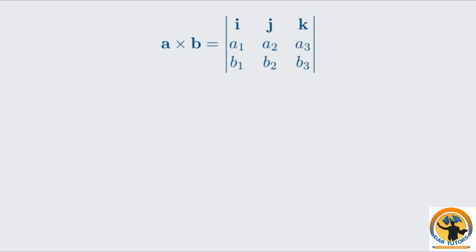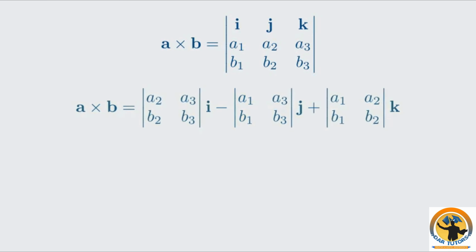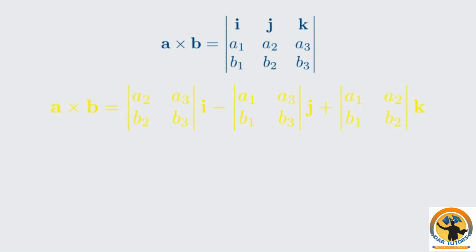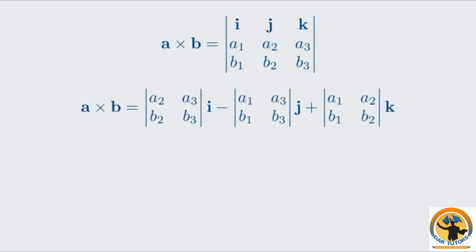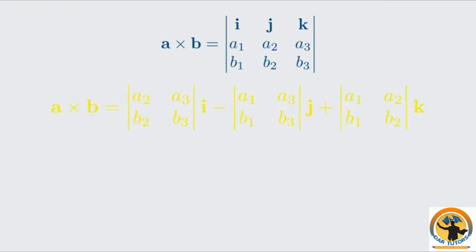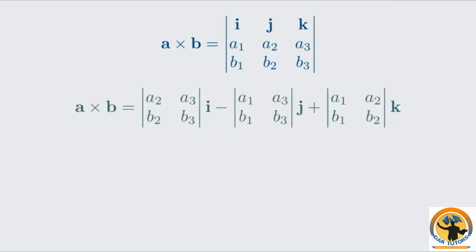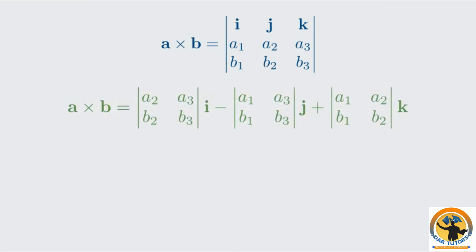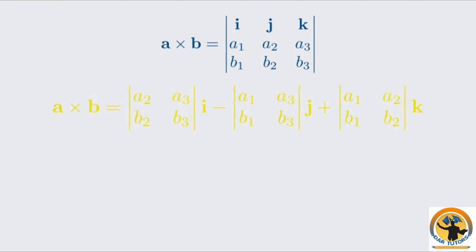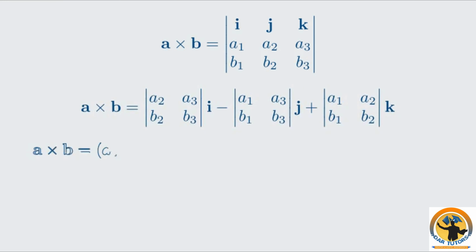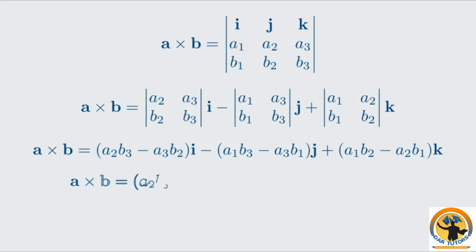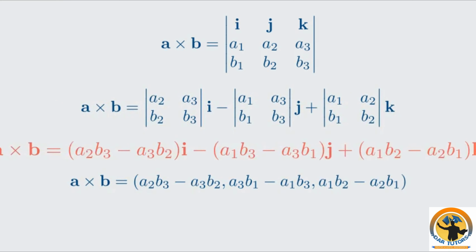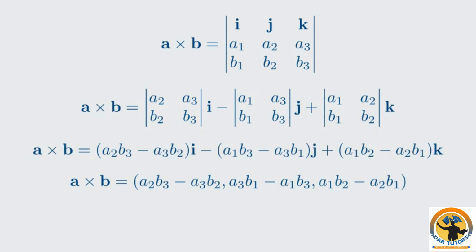Let's expand this determinant along the first row. We get i times the determinant of the 2x2 matrix formed by covering i's row and column, minus j times its corresponding determinant, plus k times its determinant. Notice the alternating signs, plus, minus, plus. This is crucial. Calculating these 2x2 determinants gives us the exact same formula we derived earlier. This determinant method is much easier to remember and apply. Just be careful with the negative sign on the j component.